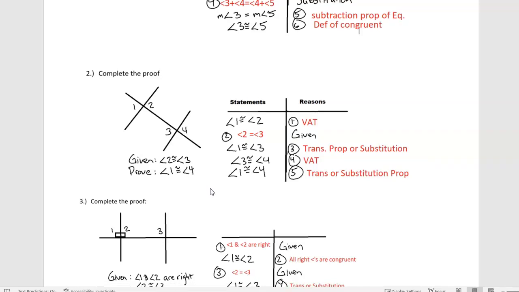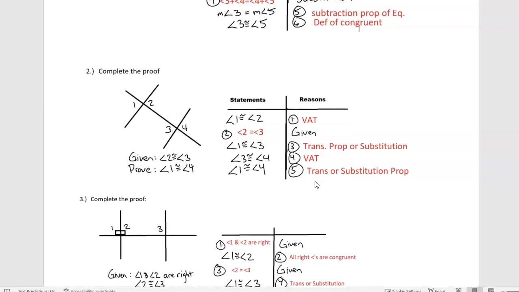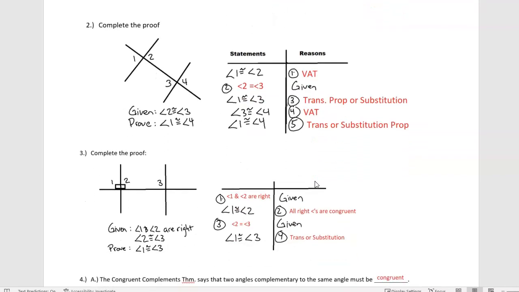Now, technically, you could have said 1 is to 2, 2 is to 3, 3 is to 4, and then 1 is to 4, but that would have to be the transitive property because it's too long of a train of thought to call it substitution. It's either two substitutions or a single transitive property.